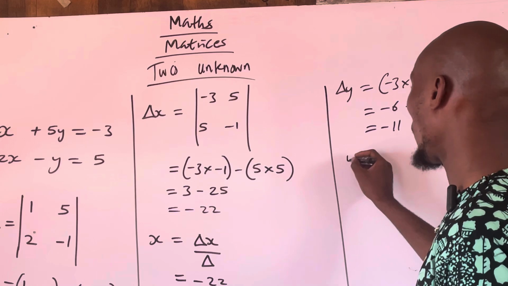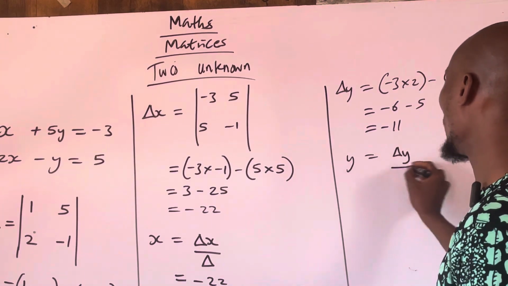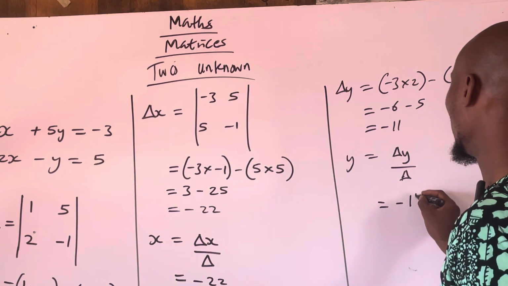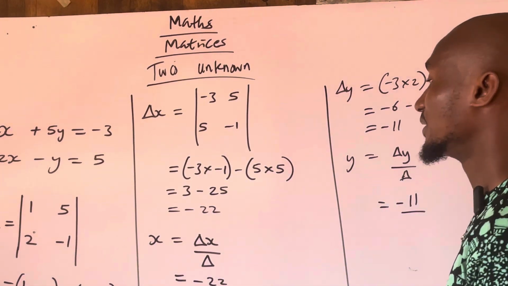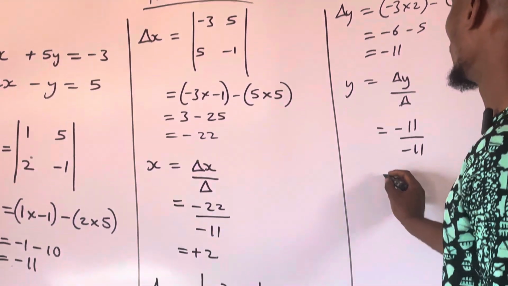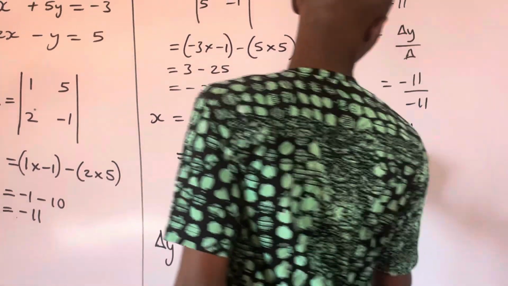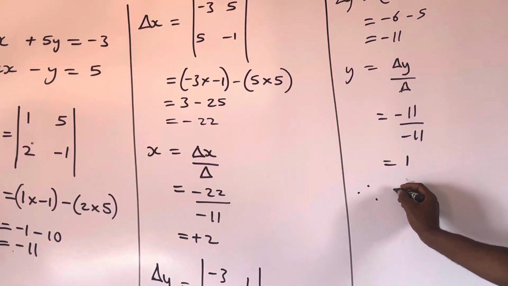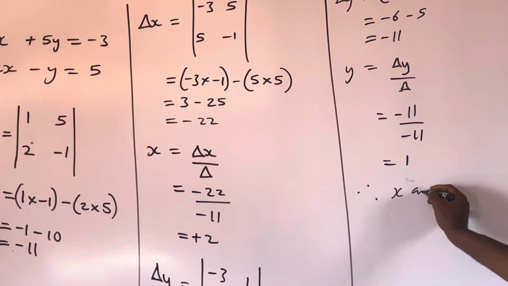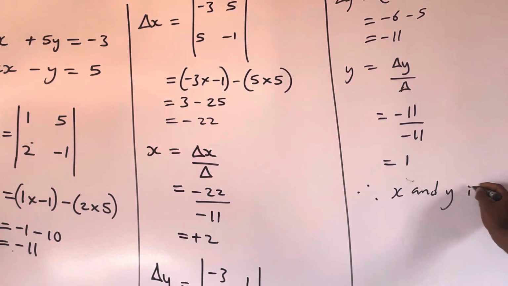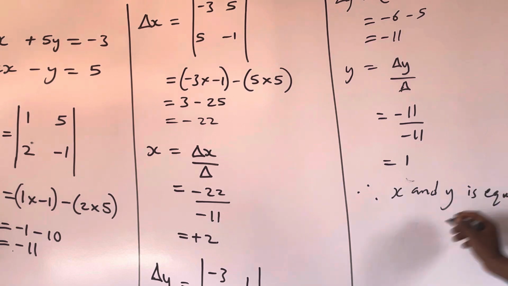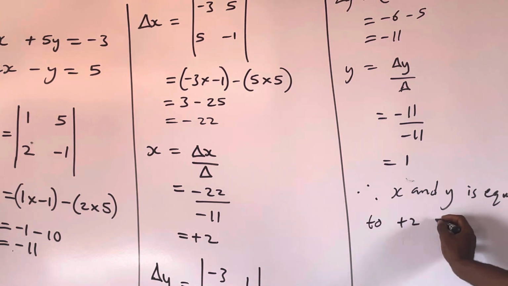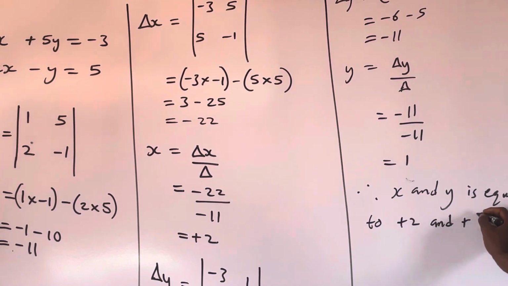To find y, it is delta y over delta. So this will give us minus 11 over minus 11, so y is plus 1. Therefore x and y are equal to plus 2 and plus 1.